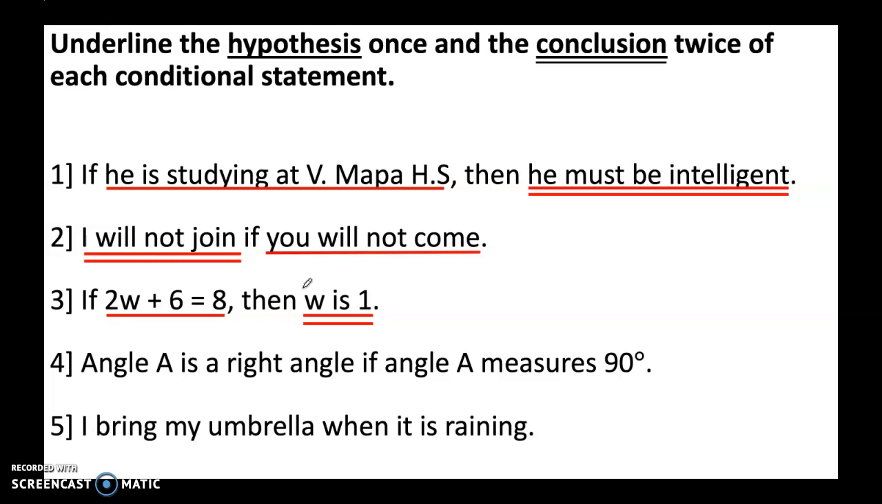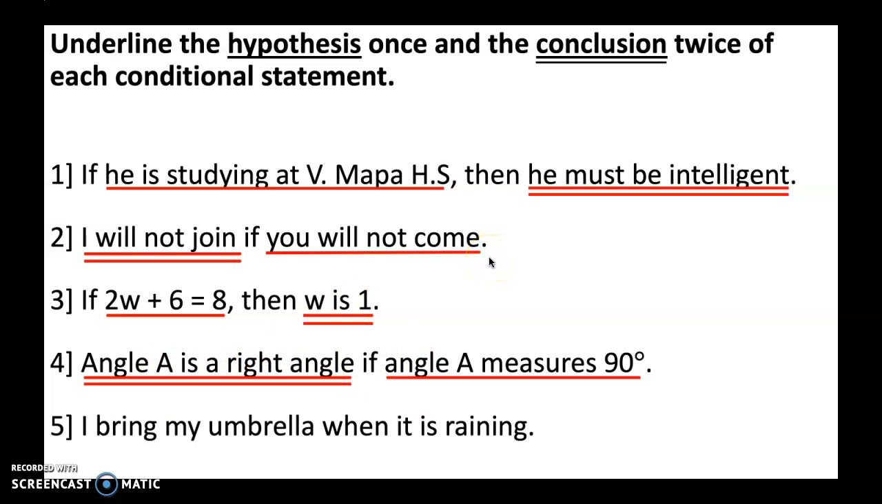Number 4: Angle A is a right angle if angle A measures 90 degrees. So this is our word if. After if is the hypothesis. So the hypothesis is angle A measures 90 degrees. Then our conclusion is angle A is a right angle.